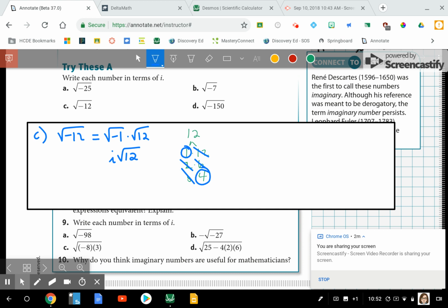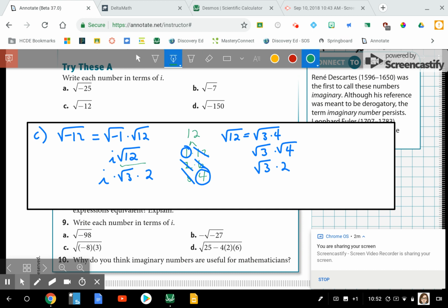4. So instead of writing this as square root of 12, we can write this as square root of 3 times 4. So we have square root of 3 times square root of 4. Well, we know square root of 4 is 2. So we have square root of 3 times 2. So right here, where we have square root of 12, we really have 2 times square root of 3. And notice that i is just out in front.